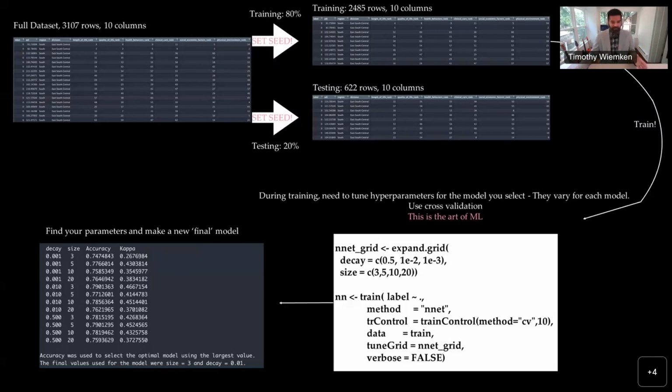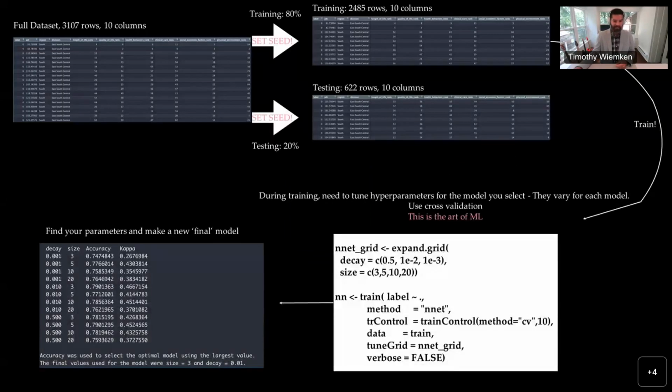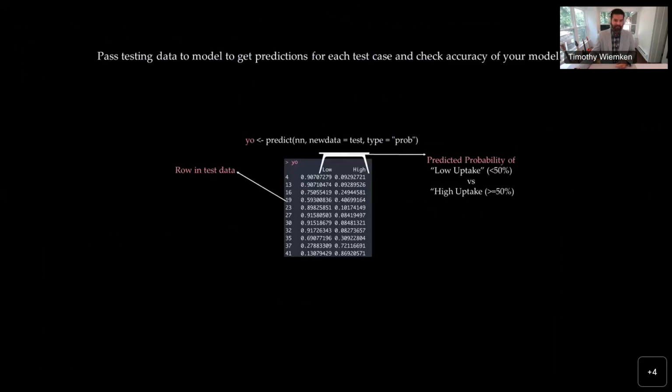So I take that model and I do this one line. I say, predict my neural network. Again, if you go back here, you see that I called this trained model NN. So I'm saying predict NN using my new data, my testing data that I had split out before in the prior step. And type equals prob just says, give me the predicted probabilities of each class.